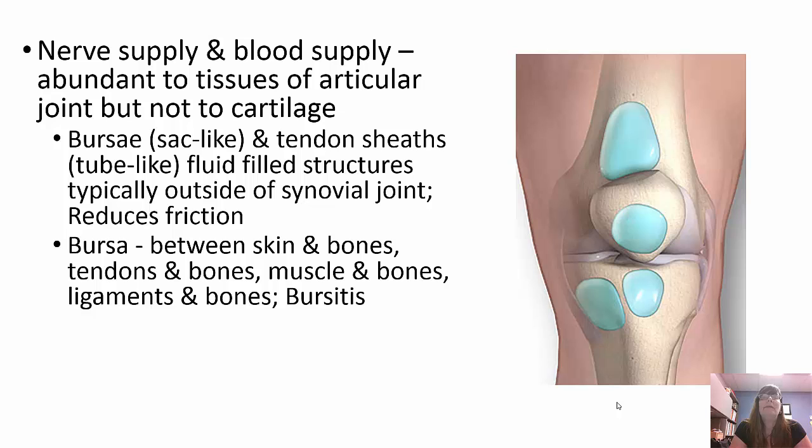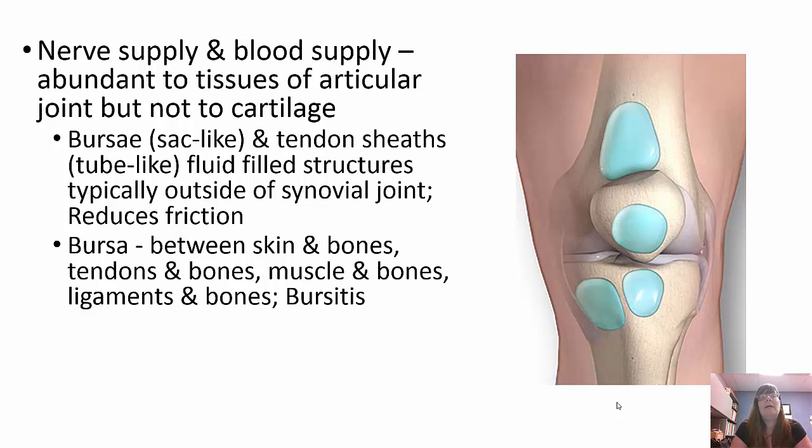Again, we have to have nerve and blood supply to the tissues of this articular joint, but remember, cartilage is avascular. We also have bursa and tendon sheaths, which are fluid-filled structures. Again, they help reduce friction. So the bursa are like little sacs that are kind of interspaced between the cavity, basically. And again, they're going to help reduce friction. Sheaths are more like tubes. And again, they're outside the cavity, kind of dispersed all over the place.